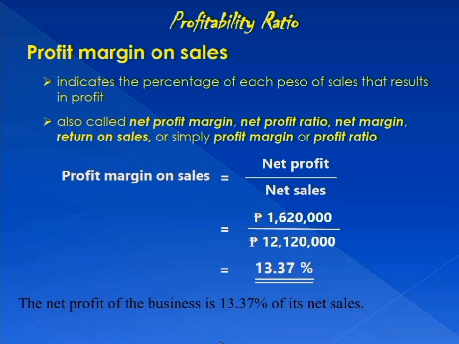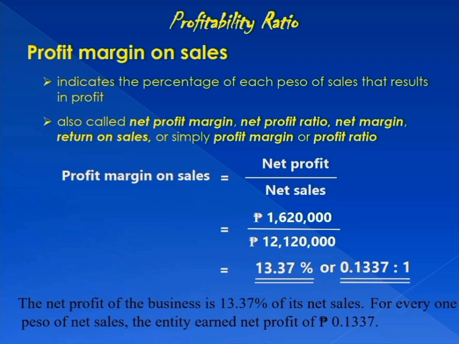Actually, we can also express our answer as 0.1337:1, and say that for every 1 peso of net sales, the entity earned net profit of about 13 centavos. To be more meaningful, this ratio for the year must be compared with that of previous years and with the ratio of competitors. Obviously, the higher this ratio, the more profitable the entity is.